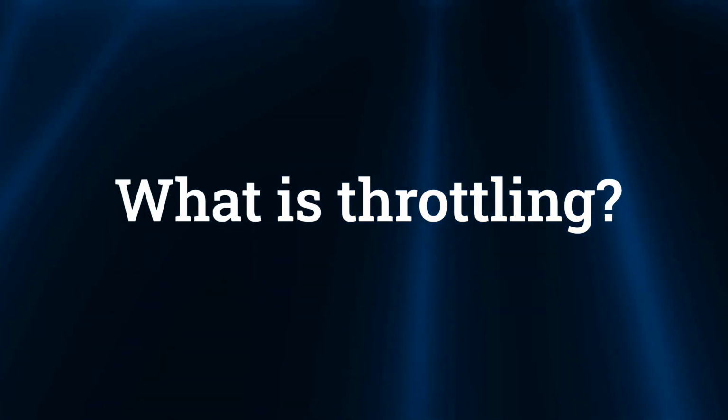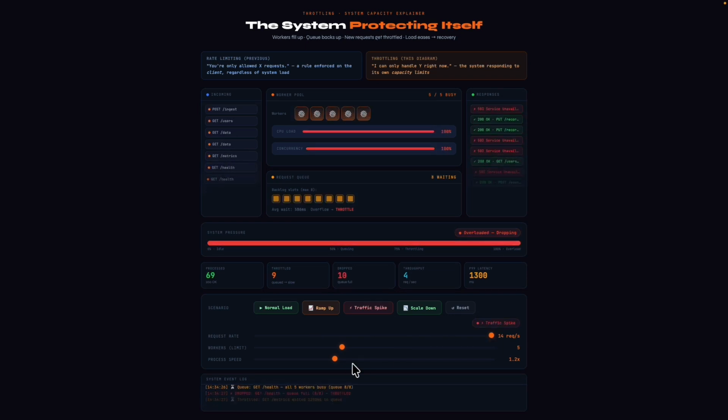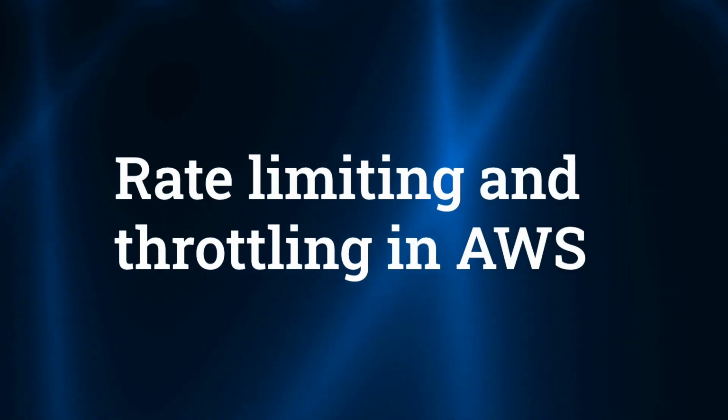Throttling is different. Throttling is a response, not a rule. It's what your system does when it's approaching the limits of what it can actually handle, regardless of who is asking. In technical terms, throttling is your system protecting itself. When Lambda concurrency is maxed out, when your DynamoDB table is out of write capacity units, when Kinesis shards are saturated, the system starts pushing back. Sometimes it queues, sometimes it drops, sometimes it surfaces as an error, but the intent is self-preservation and graceful degradation.